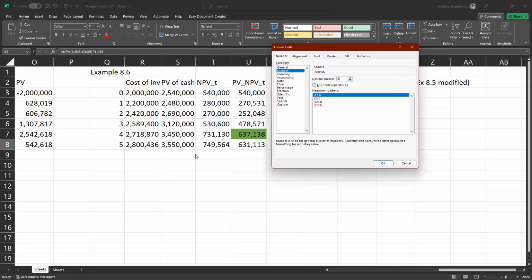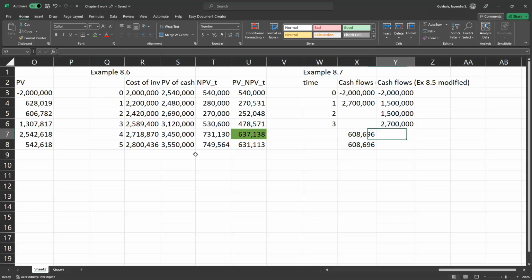So what we're essentially doing really is bringing them all to time t equals 0. And then just do Control R. We get the same answer. Now the importance of this example is just to show comparison. More cash flows produce greater net present value, and that is example 8.7.